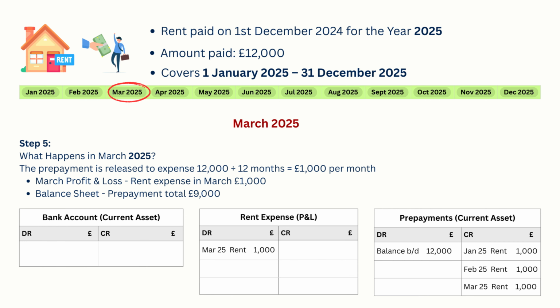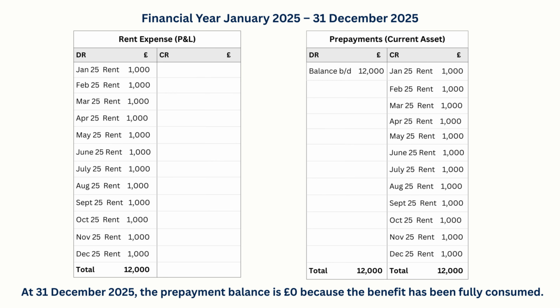In March 2025, once again, 1 month of rent is used, so the profit and loss account shows another £1,000 rent expense. The prepayment reduces further to £9,000. Each month follows the same logic. The profit and loss account shows the expense for that month only. The balance sheet shows what is still unused. This same pattern continues every month until December 2025. Each month, £1,000 is charged to the profit and loss account. The prepayment reduces by £1,000.